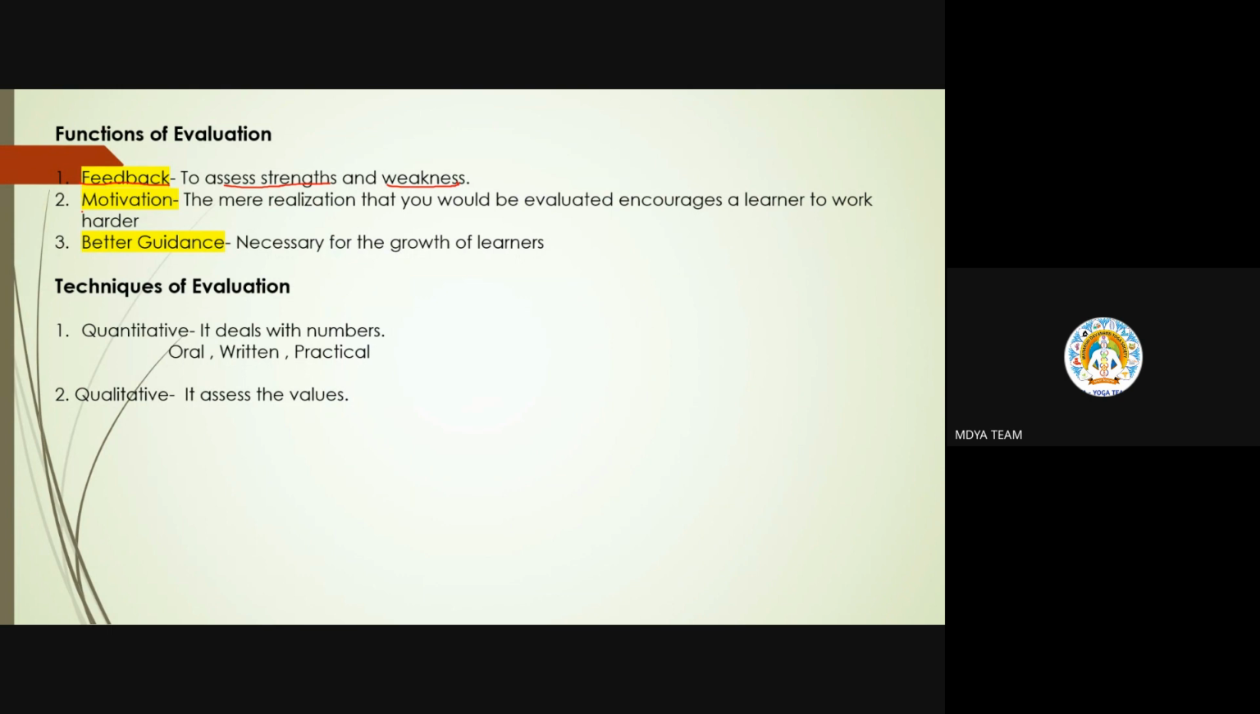Motivation: if you are getting good marks, you will be motivated to do well in the next evaluation also, and if you are not getting good marks, you will be motivated to work hard and perform well in the next evaluation. The mere realization that you would be evaluated encourages a learner to work harder.